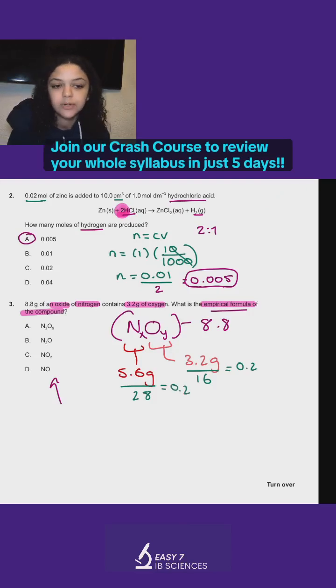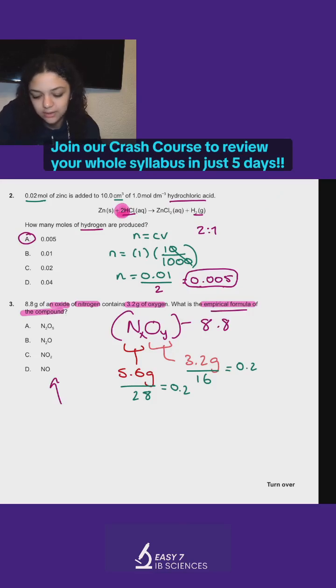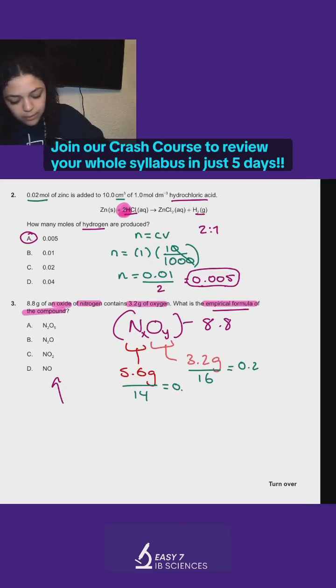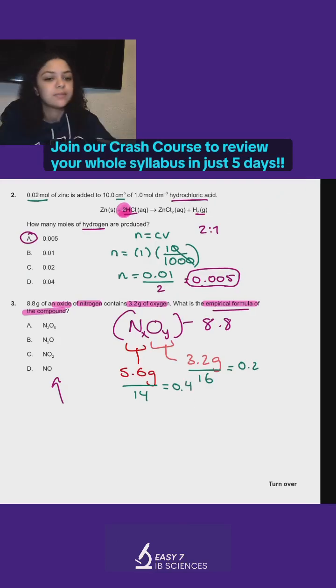Okay, and then what do I do? Oh, it's 14, is it not? Sorry, guys, this is not 28. Yeah, I did nitrogen gas. Apologies. You're right, 14, thank you. 5.6 divided by 14 is 0.4. Okay, and then what do you do when you have both of the moles? It's always the same steps in the empirical formula.